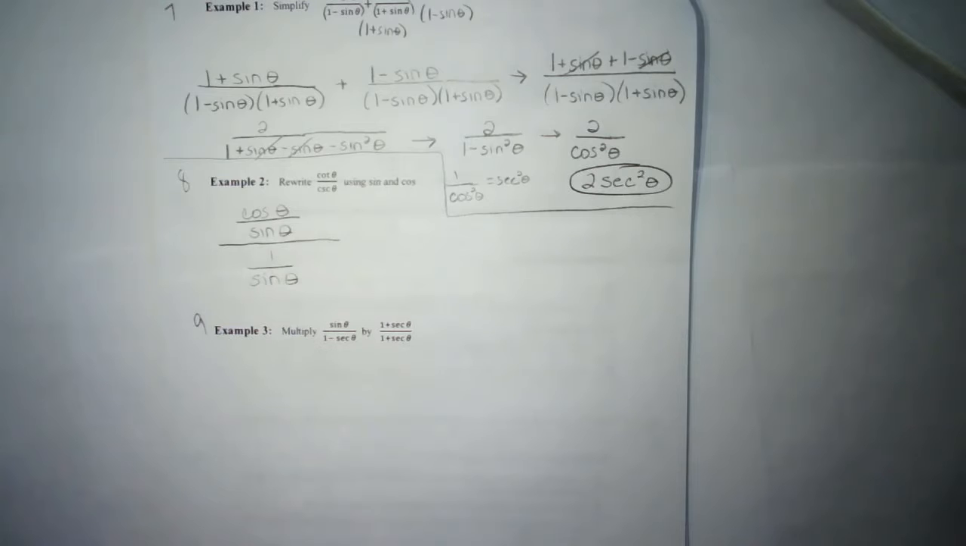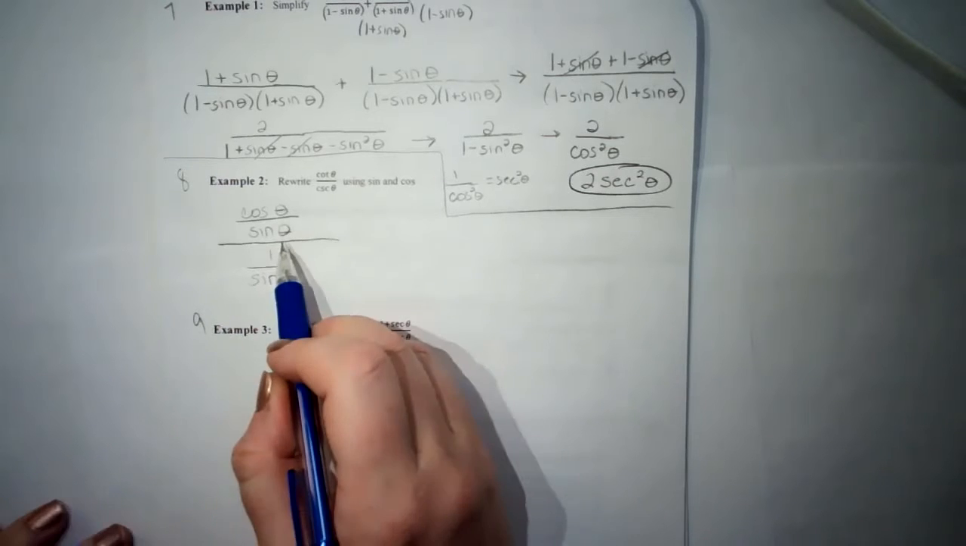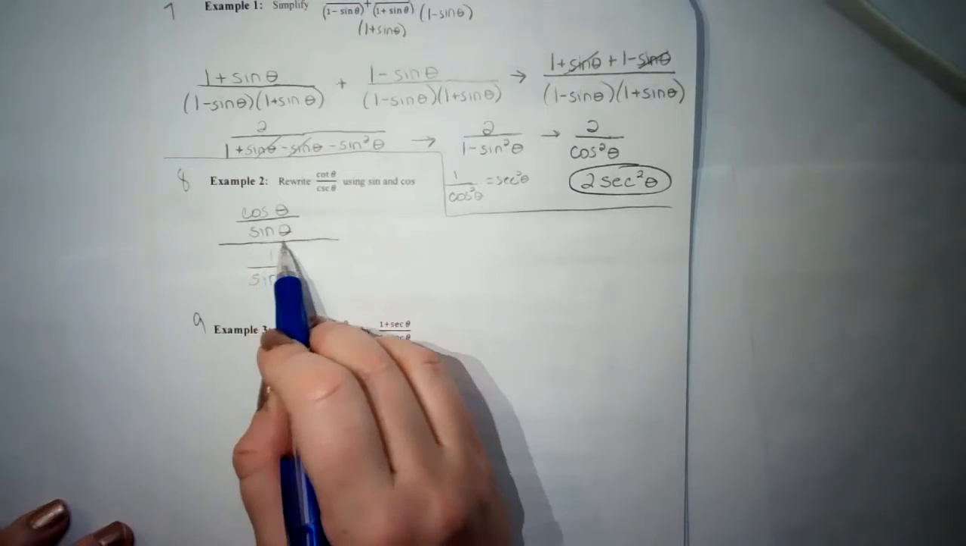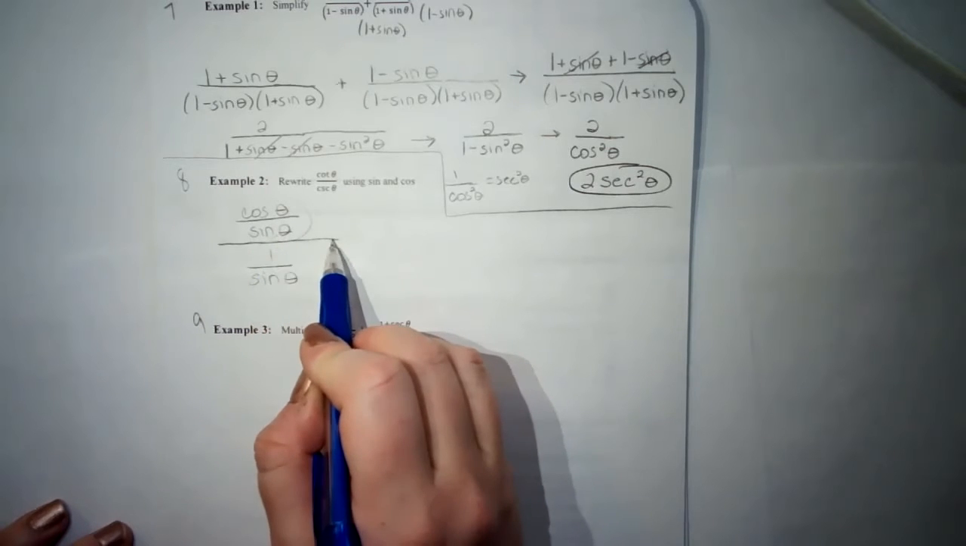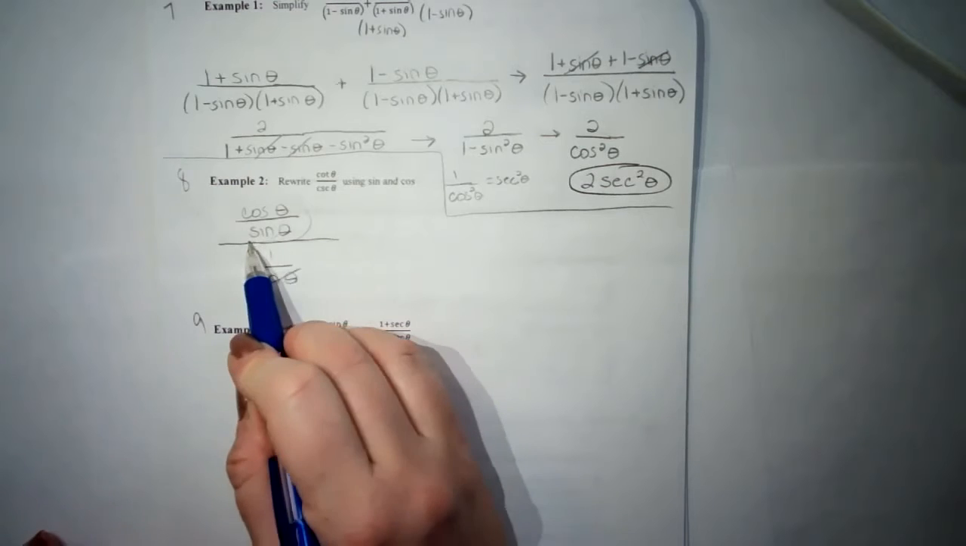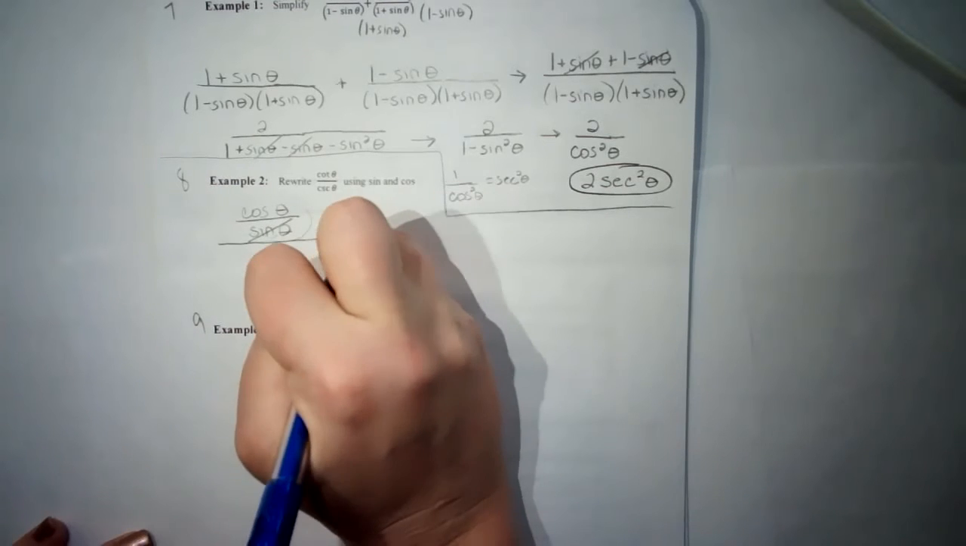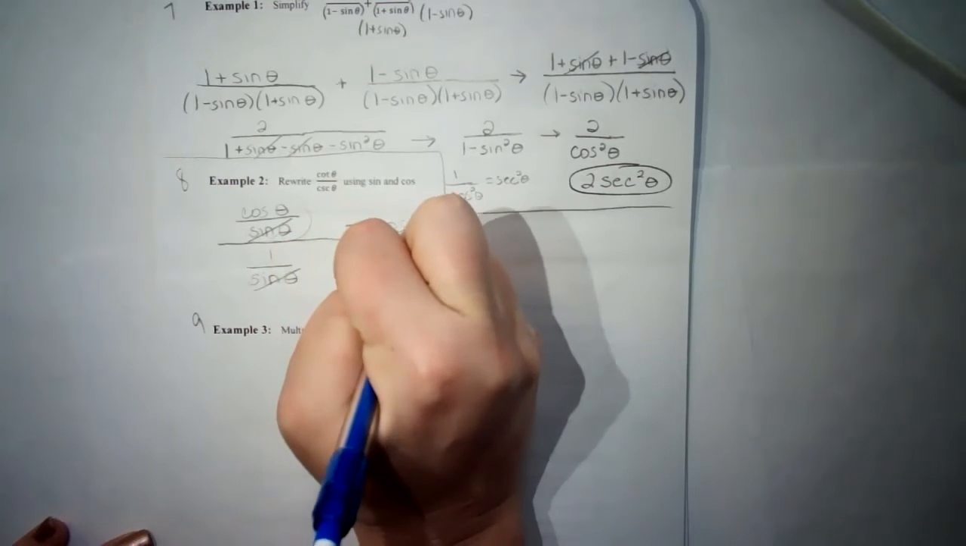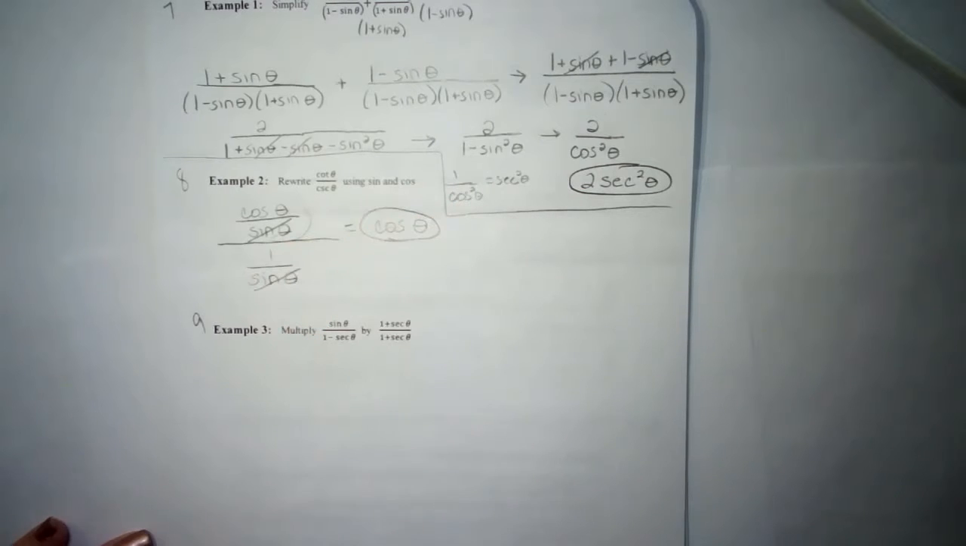Everybody okay with that? What do we see here that can cancel? Sine theta can cancel. If you don't see that, you can do a keep, change to multiplication, flip this guy down here. Otherwise, both denominators cancel, and I just have cosine theta over 1, which I really don't need, and that's my answer. And it worked out really nice. Okay, that one's a little bit better.